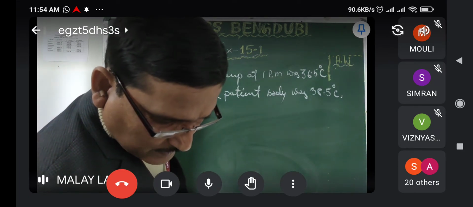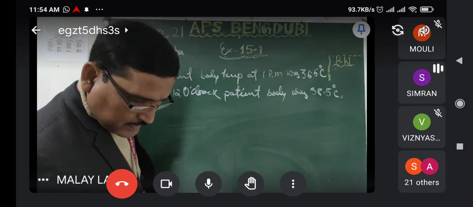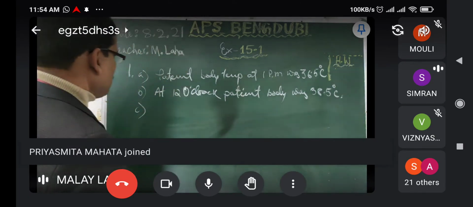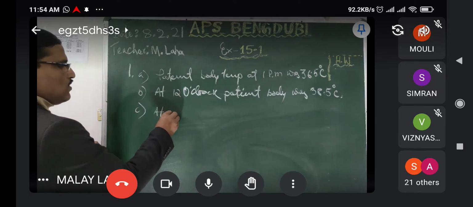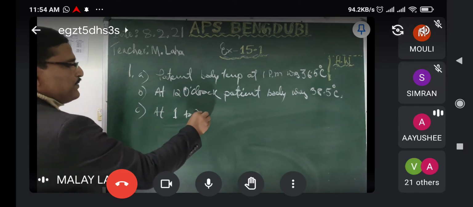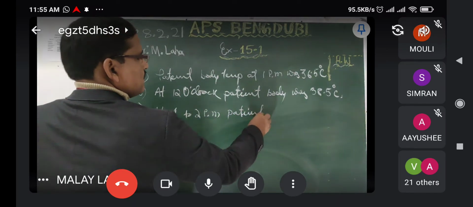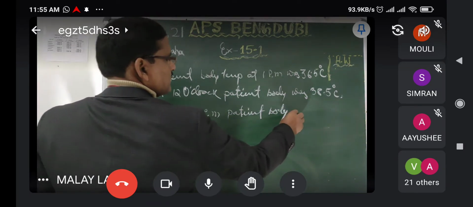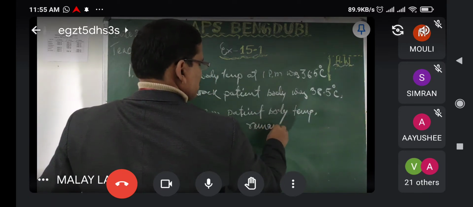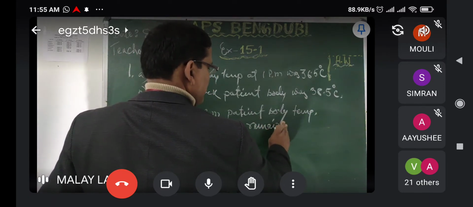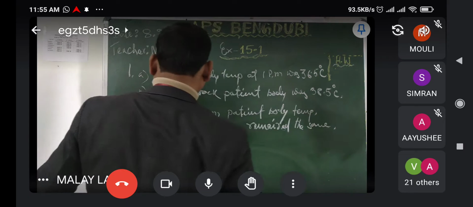The patient's body temperature remains the same two times during a period. At which time? At 1 p.m. and 2 p.m. So at 1 to 2 p.m., the patient's body temperature remains the same. Do it.